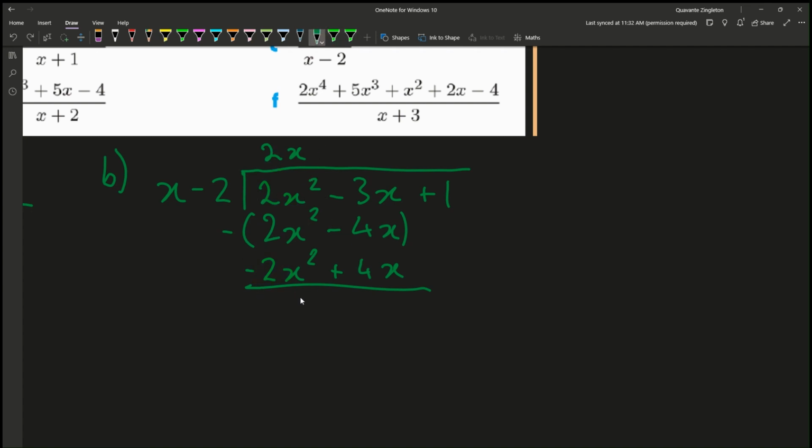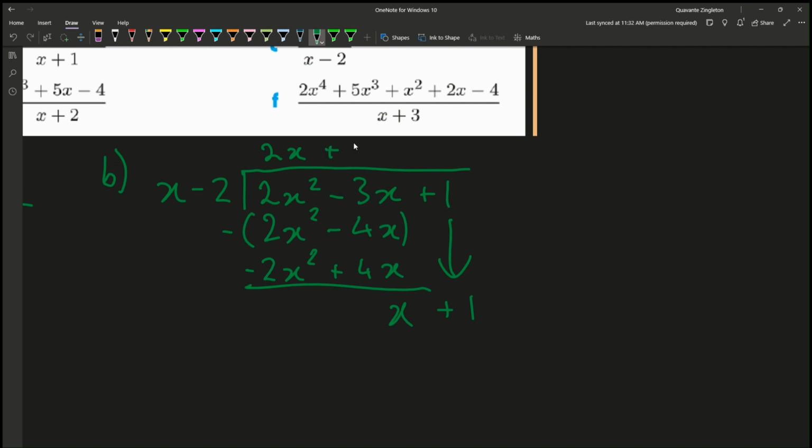2x squared minus 2x squared, that just cancels out. Negative 3x plus positive 4x, that just gives you x. Okay, we bring this one down, so we have x plus 1. Same thing. What times x equals x? That's just 1, positive 1.